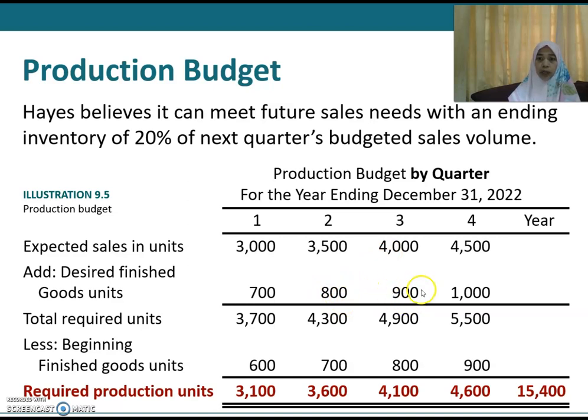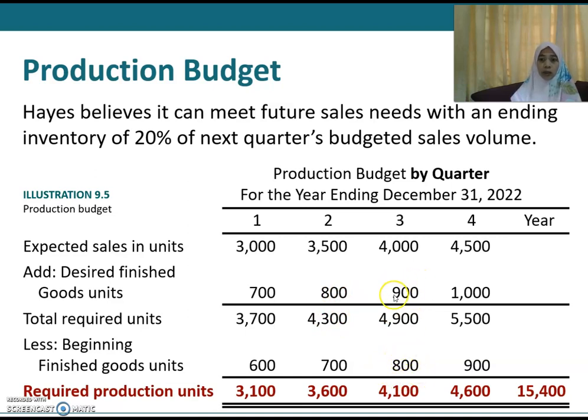The same goes here. How did you get 900? 20% of 4,500. And then remember, the closing inventory of one period is actually the opening inventory of the next period. So here, for example, for quarter 2, the closing inventory is 800. That will be the opening inventory for your quarter 3. So for quarter 3, that's why your opening inventory is 800.